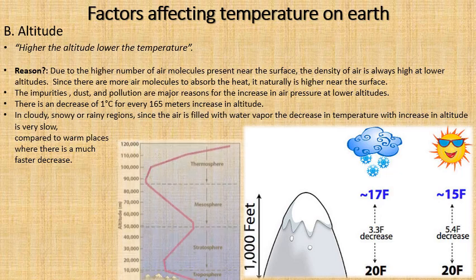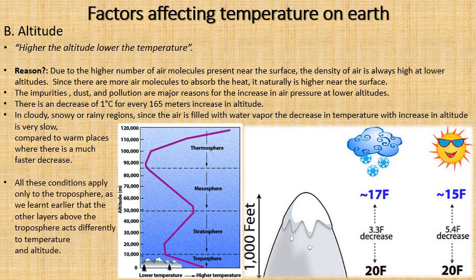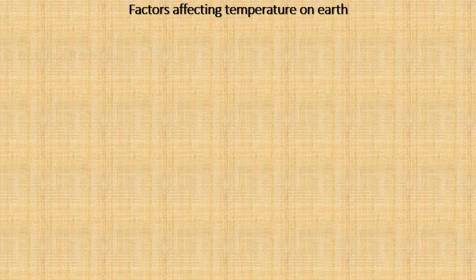But always remember, just like we learned in the previous video session, this is applicable only to the troposphere. In the stratosphere, temperature increases with altitude. In the mesosphere, again, it decreases with altitude. In the thermosphere, again, it increases with altitude. So all these conditions are applicable only to the troposphere. What about the next factor?